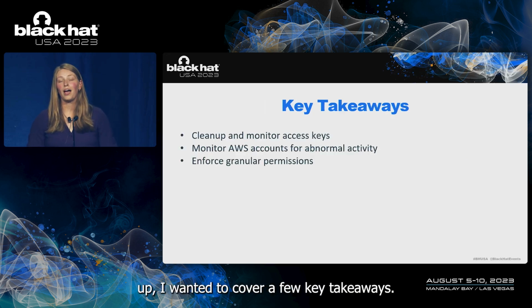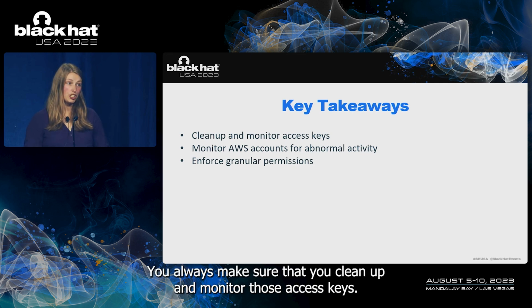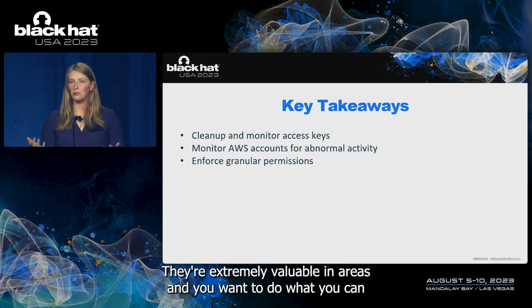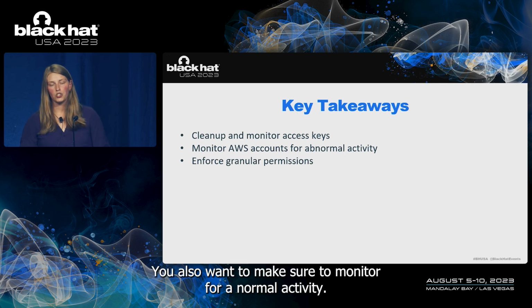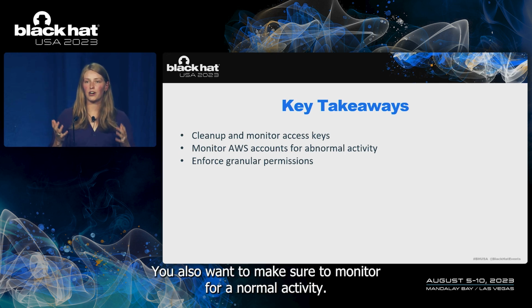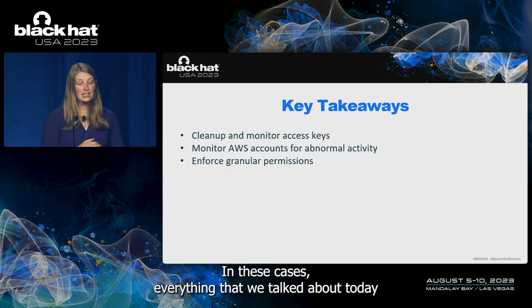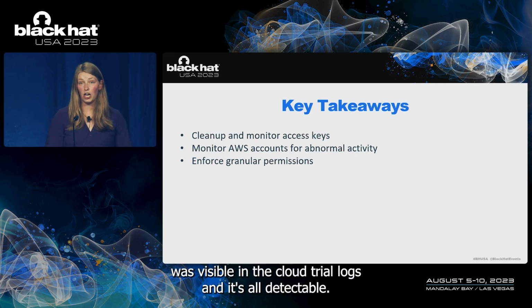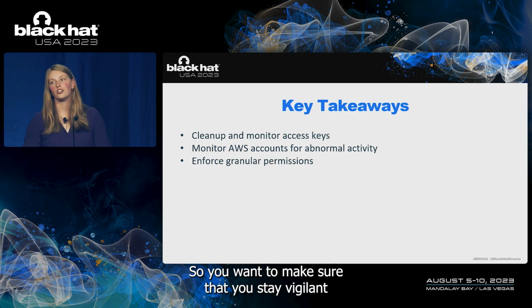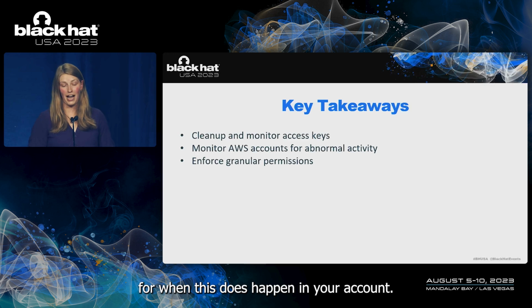Before I wrap it up, I wanted to cover a few key takeaways. You always want to make sure that you clean up and monitor those access keys. They're extremely valuable in AWS, and you want to do what you can to protect them. You also want to make sure to monitor for abnormal activity. In these cases, everything that we talked about today was visible in the CloudTrail logs, and it's all detectable. So you want to make sure that you stay vigilant for when this does happen in your account.